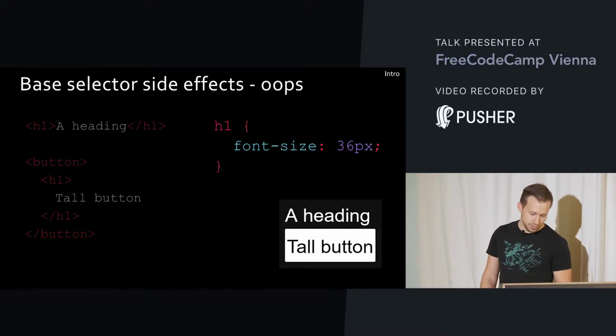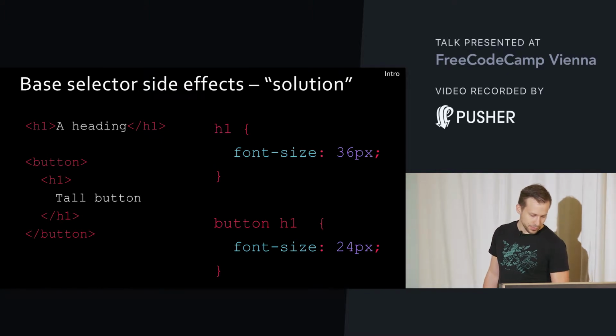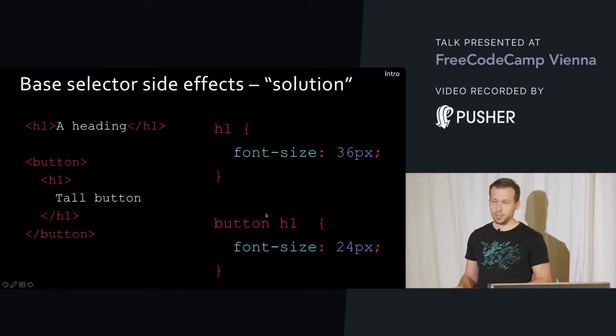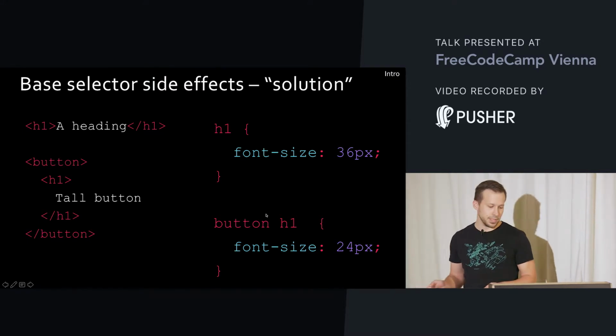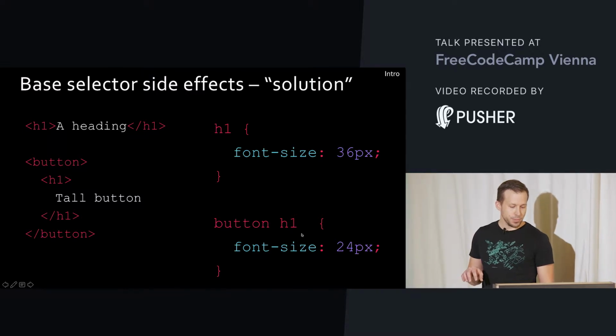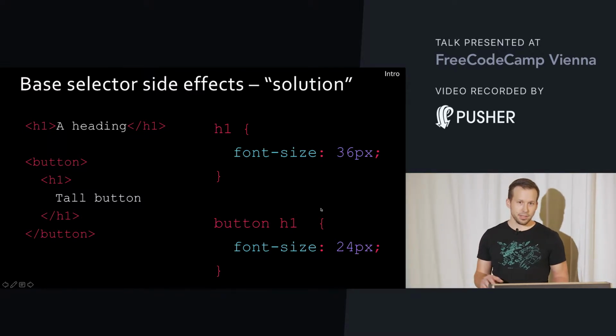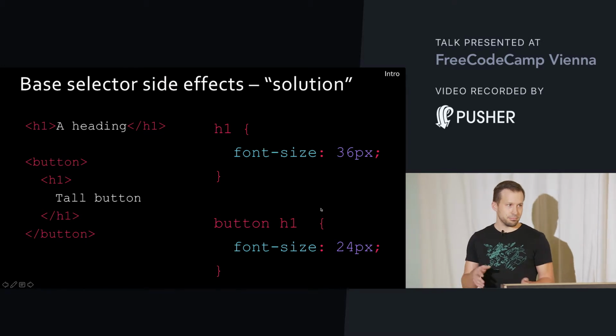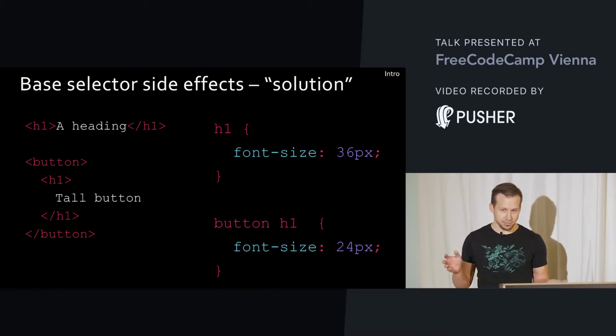So what could you do? One solution would be to increase the specificity of the selector for the text size in the button itself. This means you introduce this button element selector, and this style will get more specific. But of course, you also have the problem that you have to find these occurrences so that you can fix them. So that's not really a good solution.